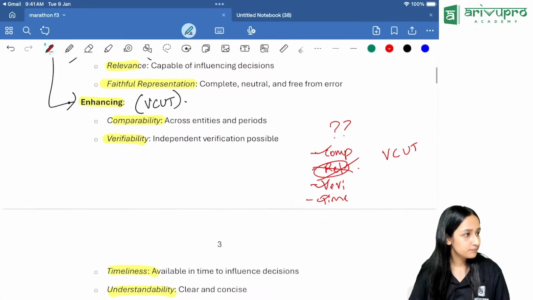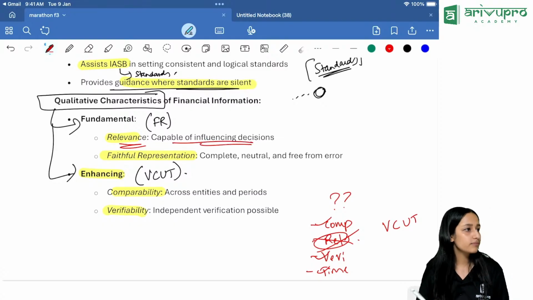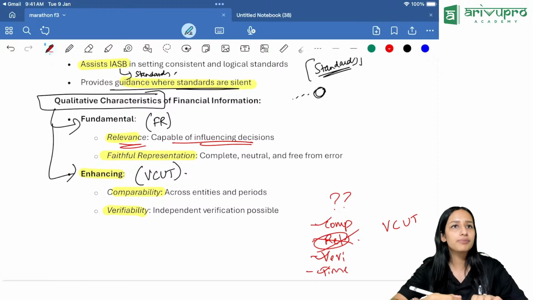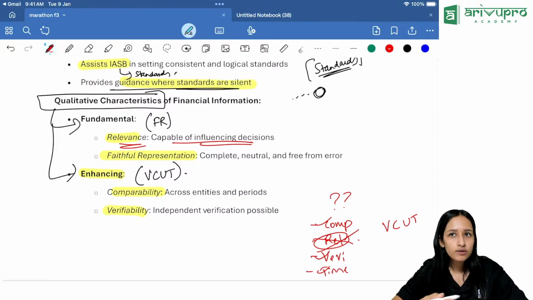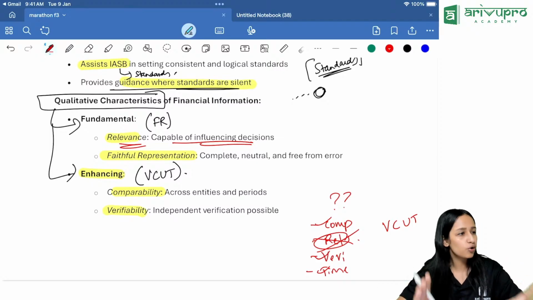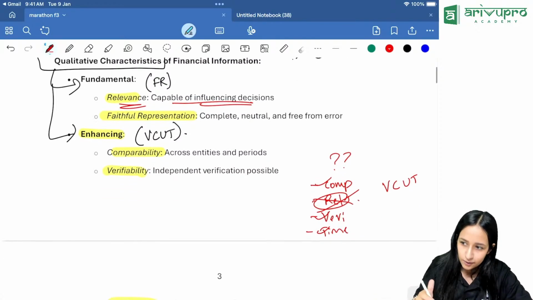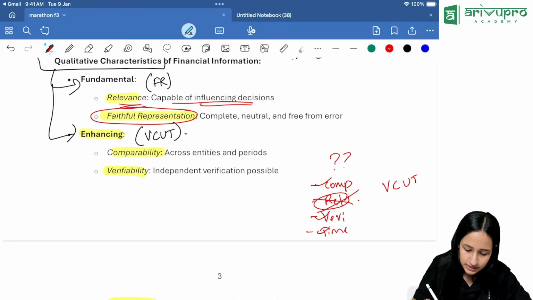Got it, guys? So relevance is capable of influencing the decision of investors. That is relevant information. For example, if we are going to a toy store, and somebody comes and tells us that the bookstore is closed, we will not be bothered in the least, because what do we want? Toys. We do not want books. We do not care about that information. We will filter it out from our mind. Correct? That is relevance.